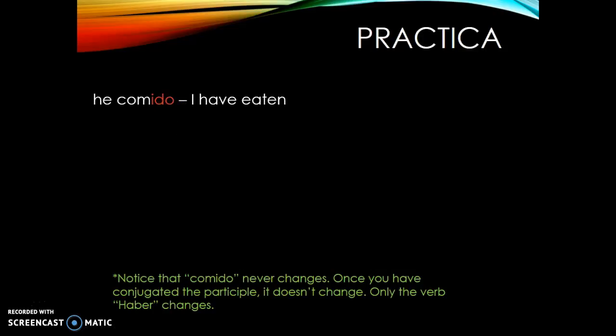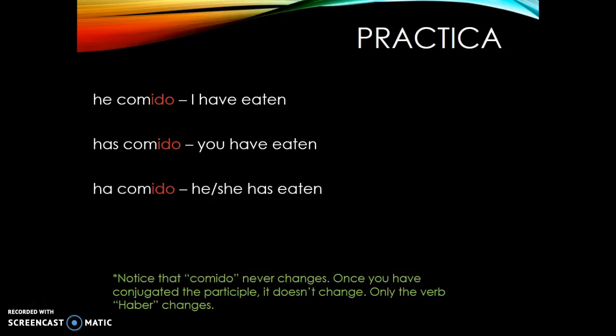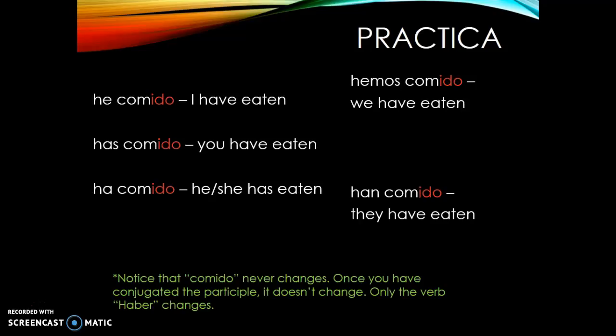So what's you have eaten? Has comido. He or she has eaten. Ha comido. We have eaten. Hemos comido. And they have eaten. Han comido. So notice that comido never changes. Once you've conjugated the participle, it's never going to change. Only the verb haber changes, right? Has, ha, hemos, han. That is how you can tell who the subject is talking about. But comido never changes. It stays the same the whole way through, which is going to be very helpful when we conjugate verbs.